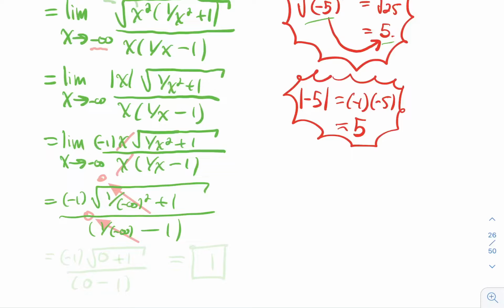So if you write everything here, you get minus 1 times the square root of 0 plus 1 over 0 minus 1. And then if you do the math, you're going to get minus 1 at the end. Okay, a plus 1, sorry. So be careful, it's plus 1. This is probably the trickiest question in this section. Taking the absolute value out of the square root is something that people sometimes forget.